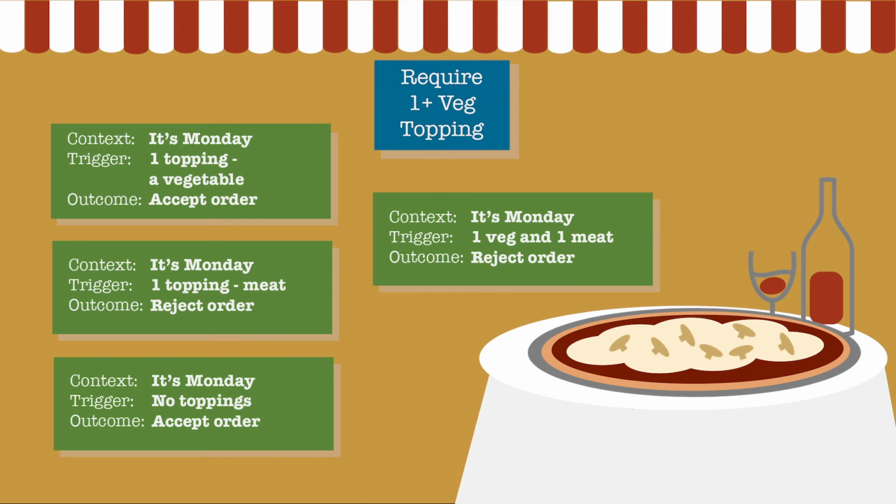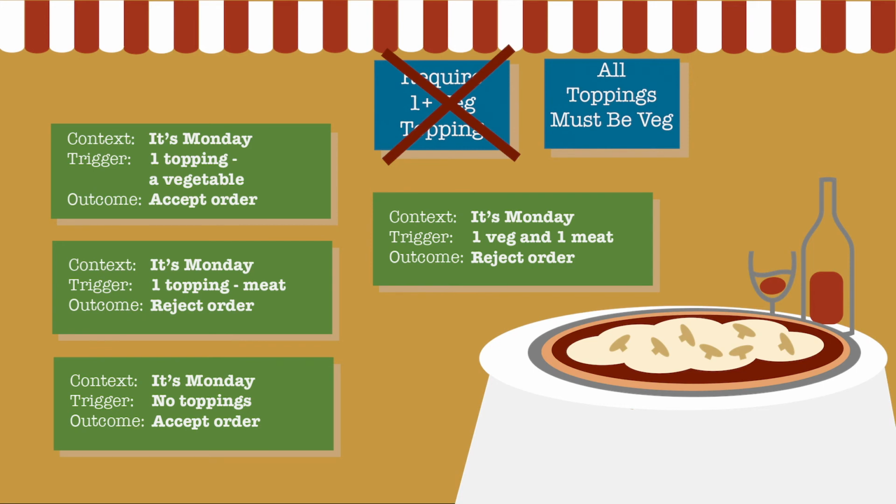Suddenly the tester points out that the last 2 examples have exposed a problem with the original rule and proposes they edit the rule slightly. And that's fine. This kind of on-the-fly editing or refinement is encouraged during example mapping. They change the blue rule card from "require 1 or more vegetable toppings" to "all toppings must be vegetables." This new rule is compatible with all 4 of their green example cards.